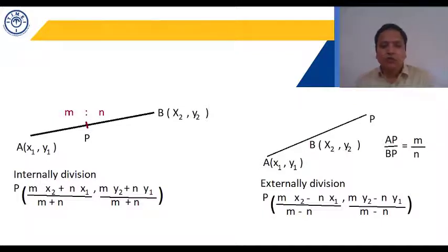Now how do we know whether it's internal or external? We apply the first formula. If the value of the ratio comes out to be negative, that says that this point lies outside the join. So it's an external division. If it comes positive by applying the first formula, it's an internal division. That's why we say it's internal division or external division.